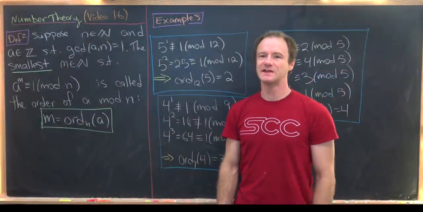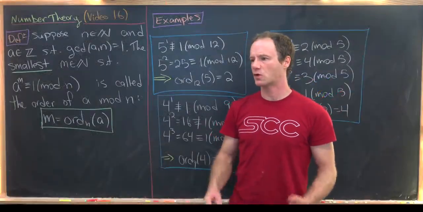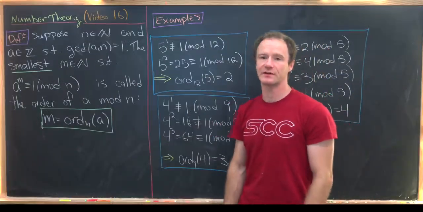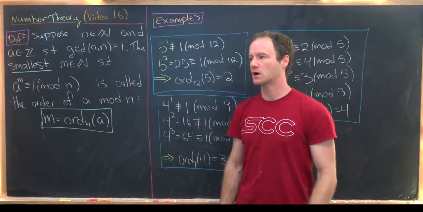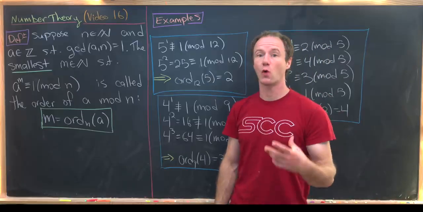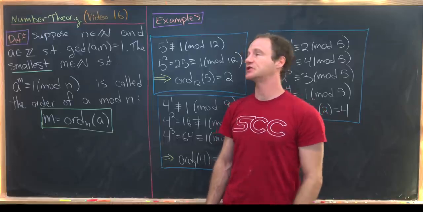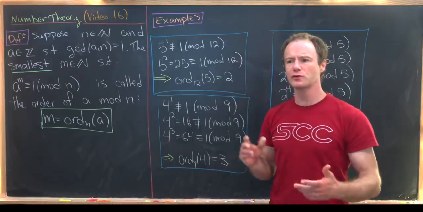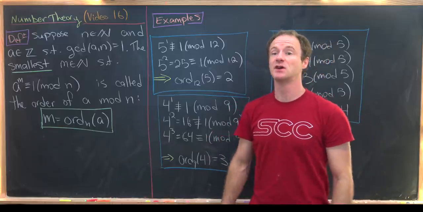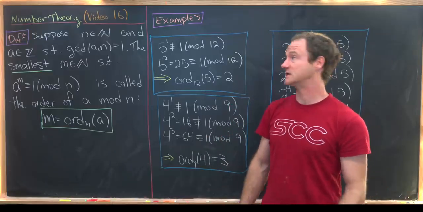This is the 16th video in a series that I'm making to support a course in elementary number theory. And in this video, we're going to talk about the notion of the order of an integer modulo n, as well as the notion of a primitive root, and then prove some companion results related to those ideas.